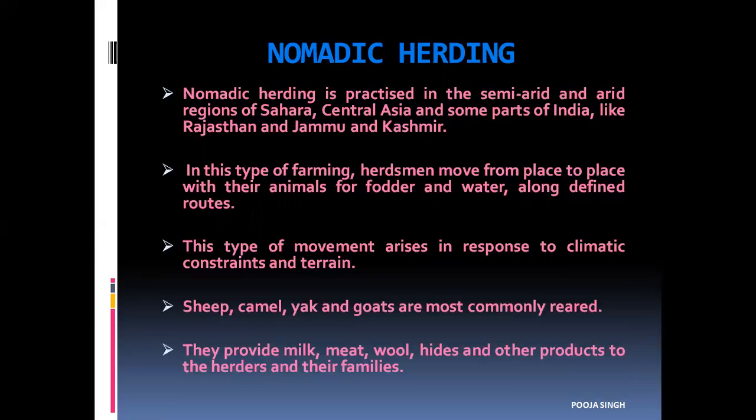Sheep, camel, yak, and goats are most commonly reared. They provide milk, meat, wool, hides, and other products to the herders and their families.